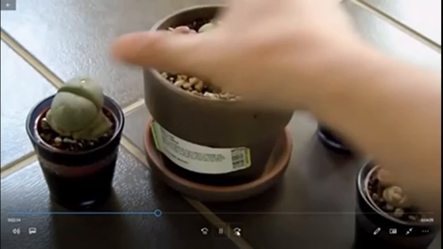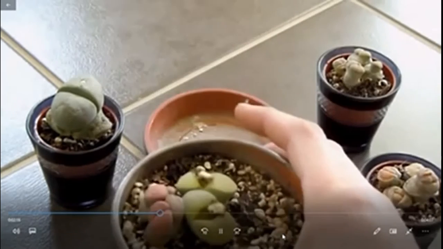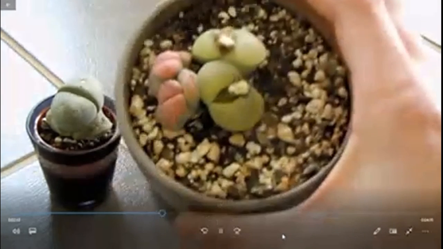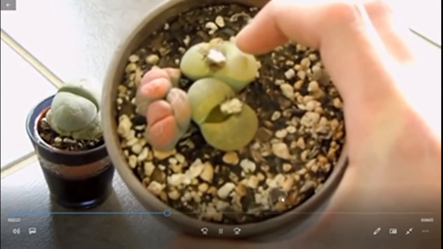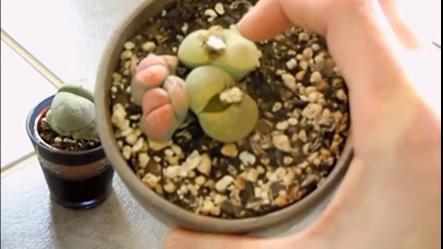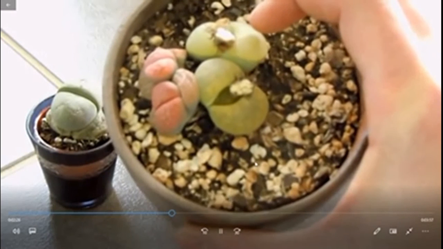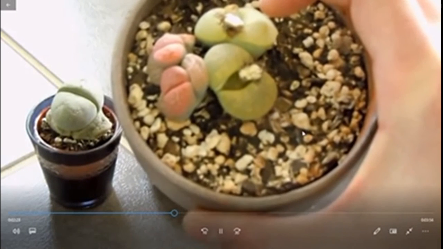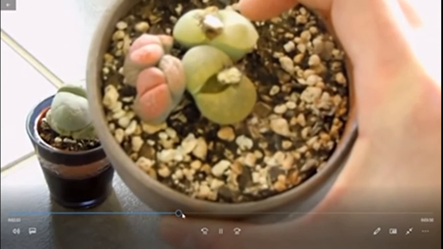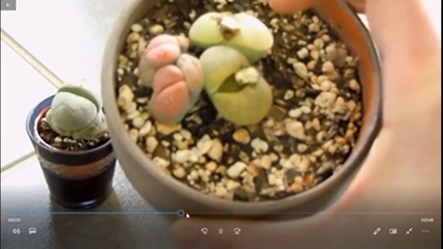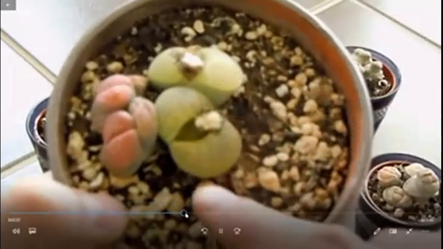What you will do in about October, they don't really look like they're doing anything in October. You stop watering them altogether in October. It might be different in different areas of the world. In the winter months, stop watering, and they will start splitting open.